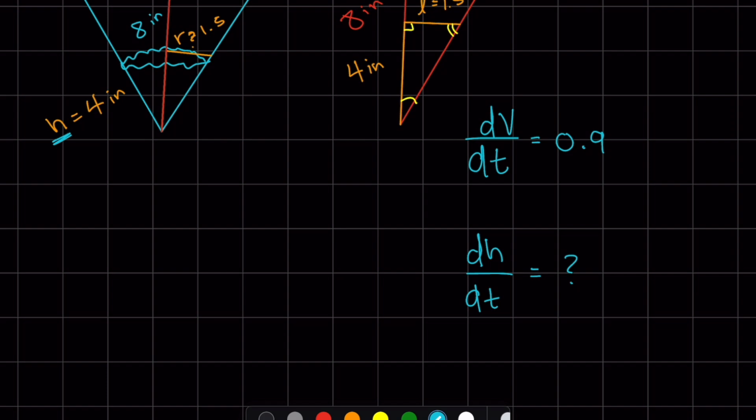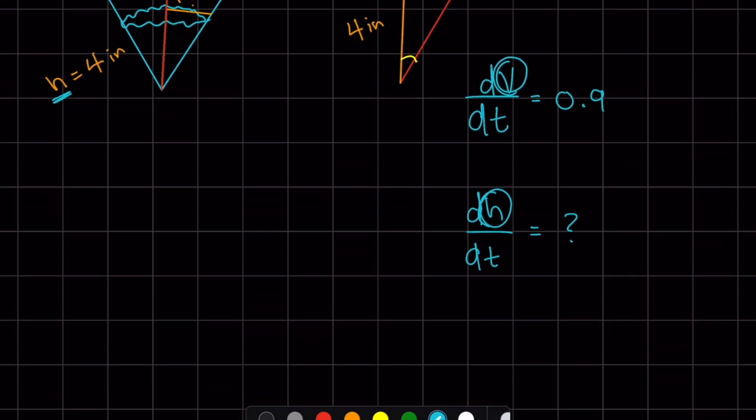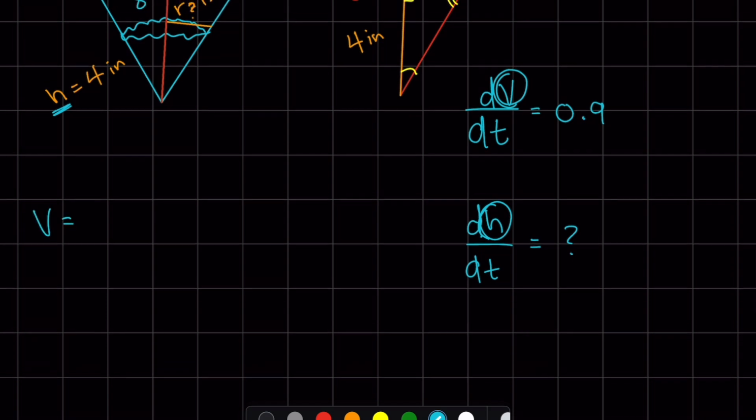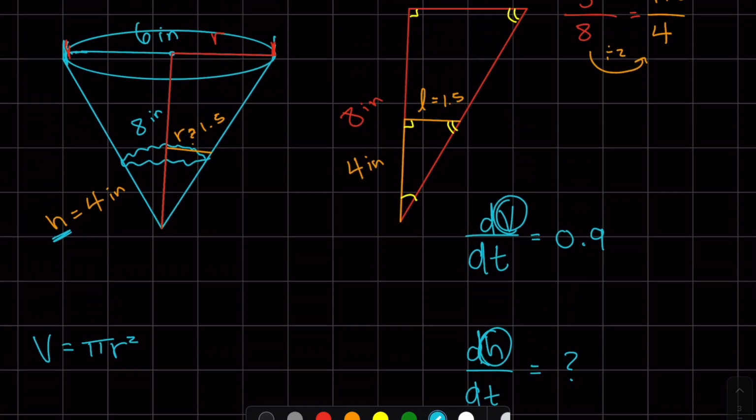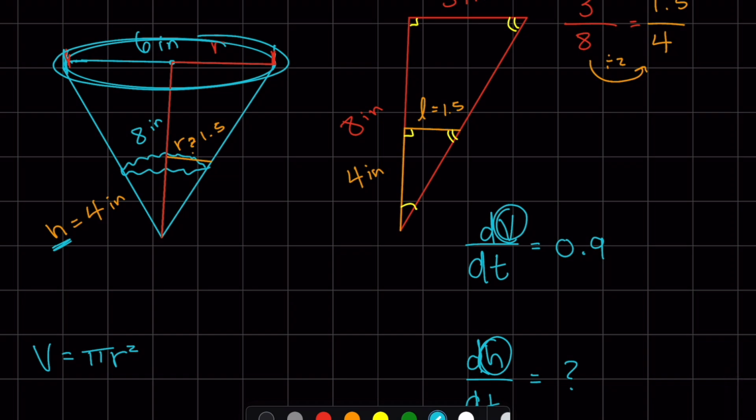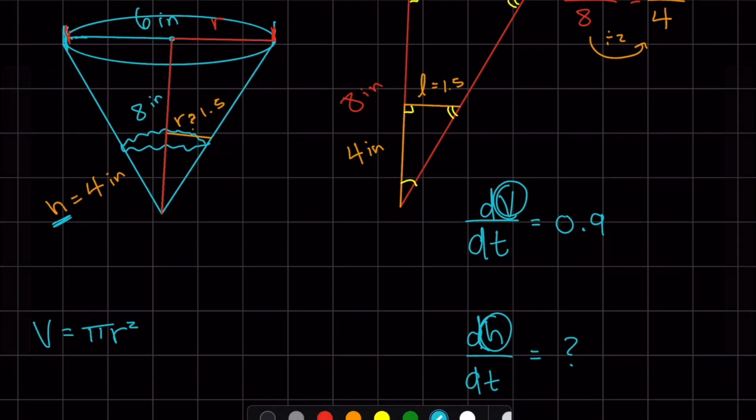So now I know I need to find an equation that relates V and h because those are the two rates we're given. I'm not sure what it's going to be yet, but I can start by writing the equation for the volume of a cone. The volume of a cone is simply pi r squared, which is the area of the circle of the cone. Then I'm going to multiply it by h, which is the height of our cone.